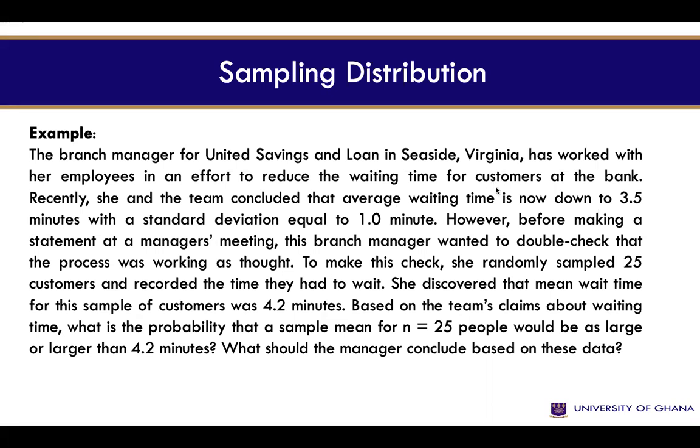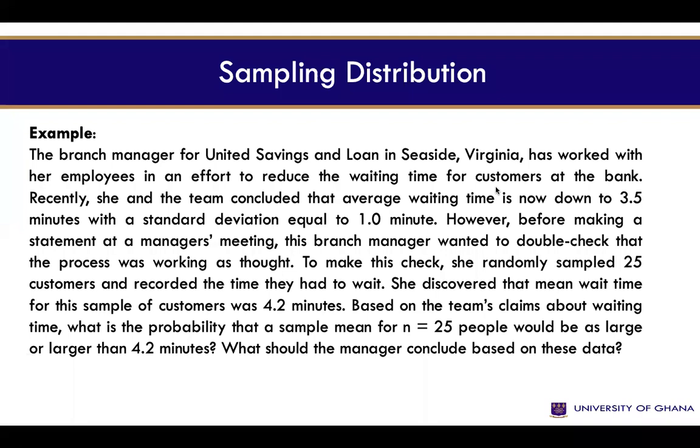The branch manager for United Savings and Loan in Seaside, Virginia, has worked with her employees in an effort to reduce the waiting time for customers at the bank. Recently, she and the team concluded that average waiting time is now down to 3.5 minutes, with a standard deviation equal to 1 minute. However, before making a statement at the managers' meeting, this branch manager wanted to double check that the process was working as thought. To make this check, she randomly sampled 25 customers and recorded the time they had to wait. She discovered that mean wait time for this sample of customers was 4.2 minutes.